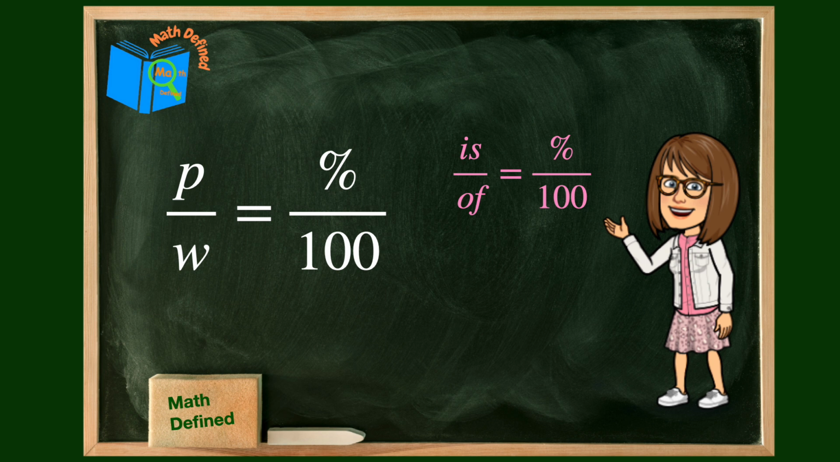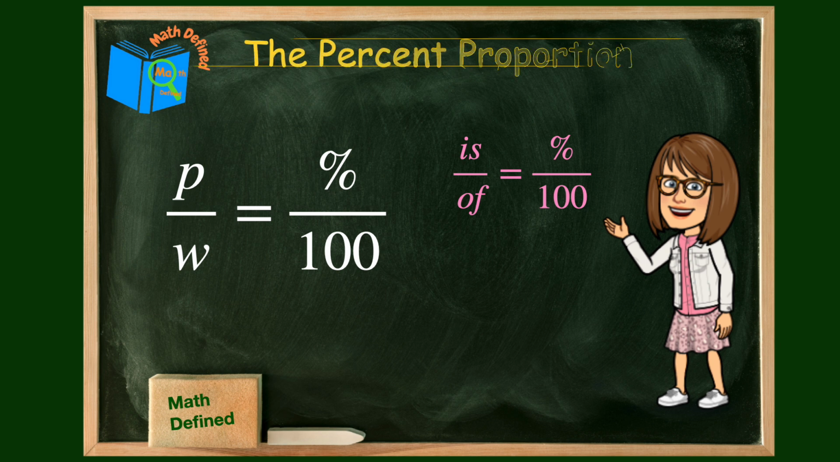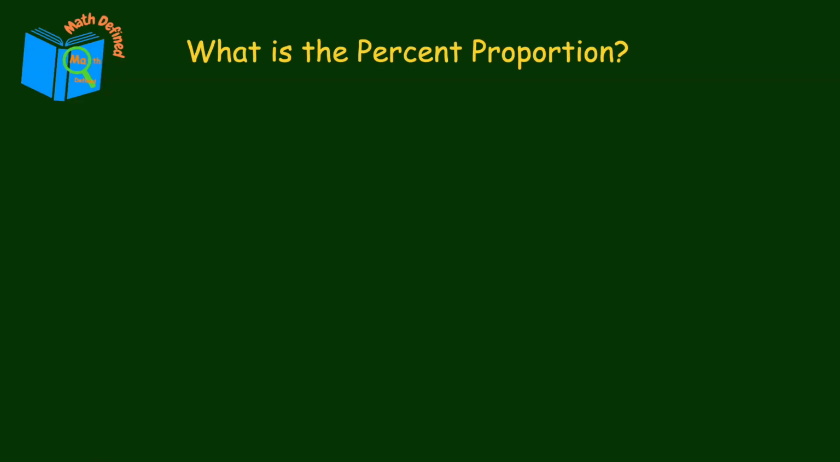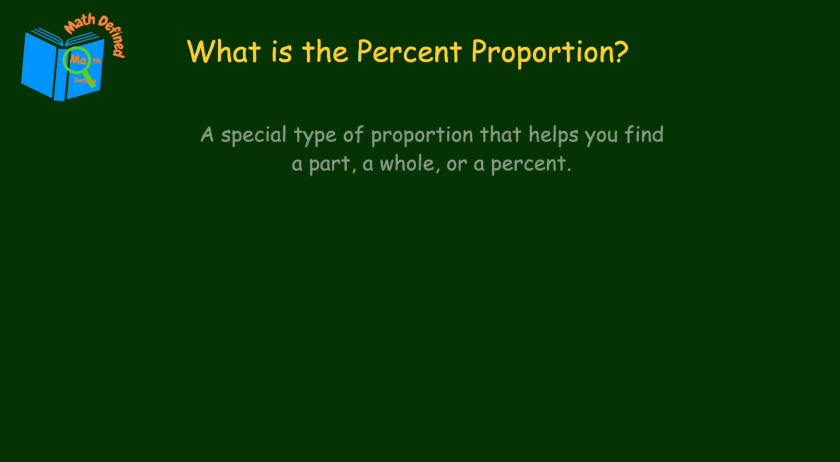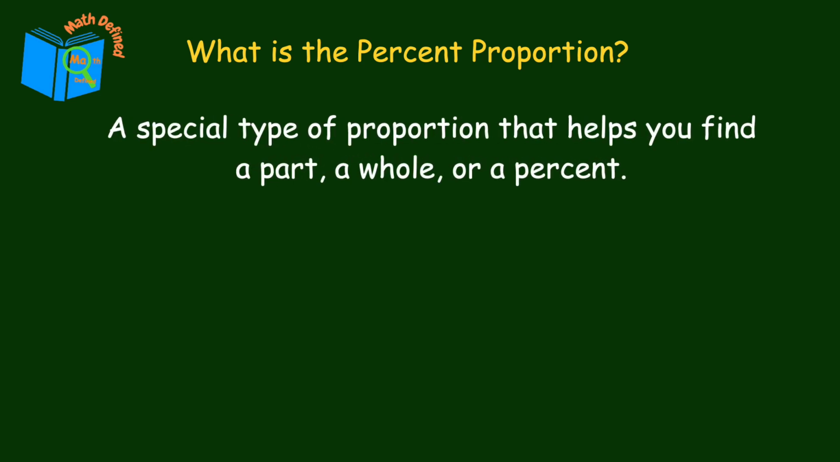Today we're talking about something super useful, the percent proportion. This simple equation can help you find parts, wholes, and percents in real-life situations. Let's break it down. Let's start with what the percent proportion actually is. It's a special proportion that helps you find a part, a whole, or a percent. It looks like this. Is over of equals percent over 100.